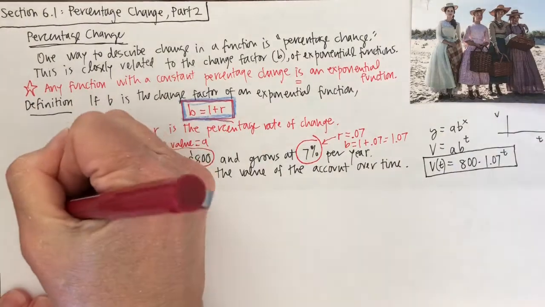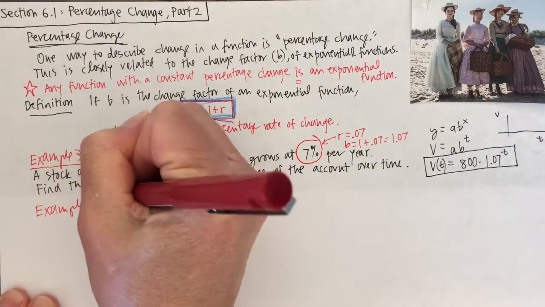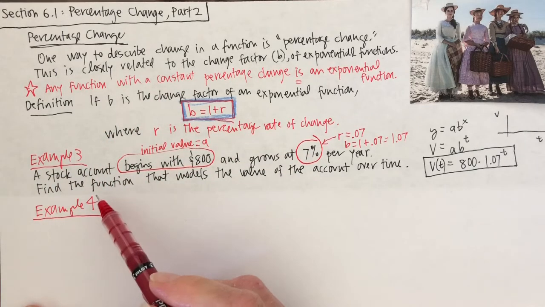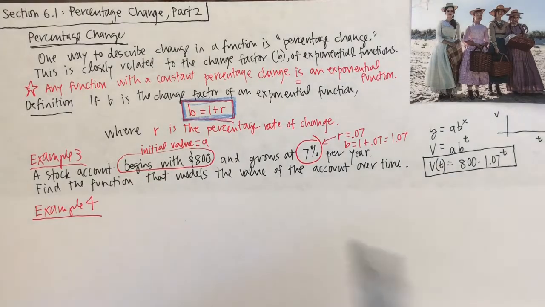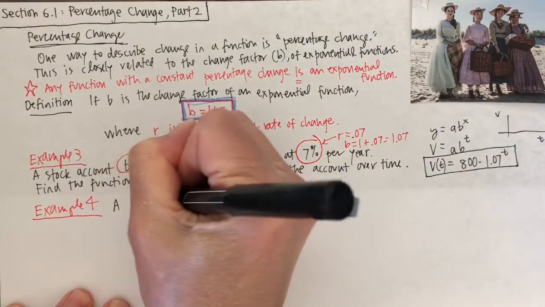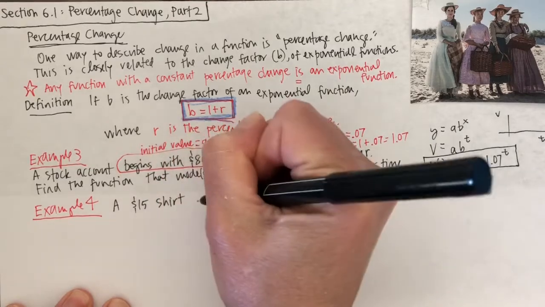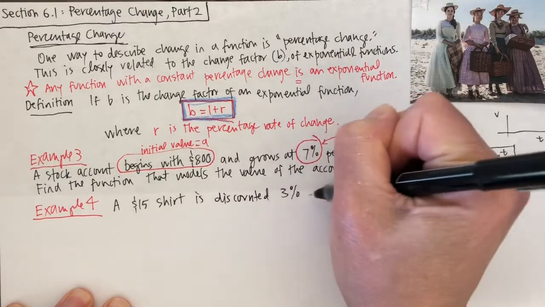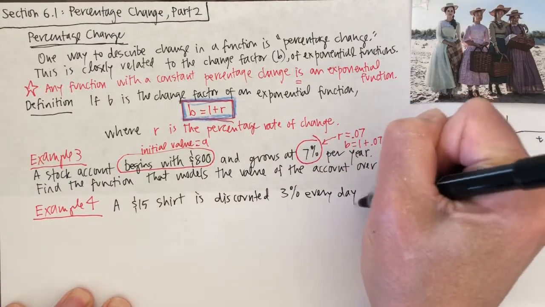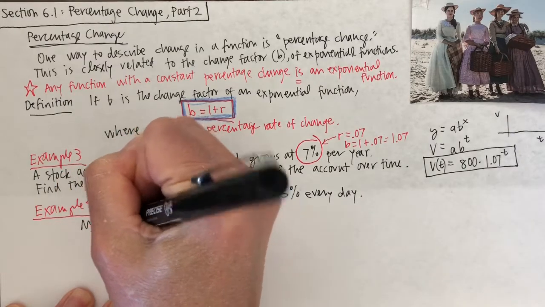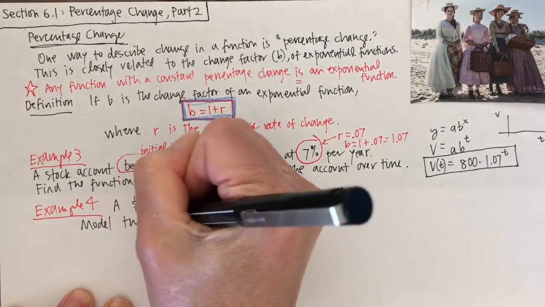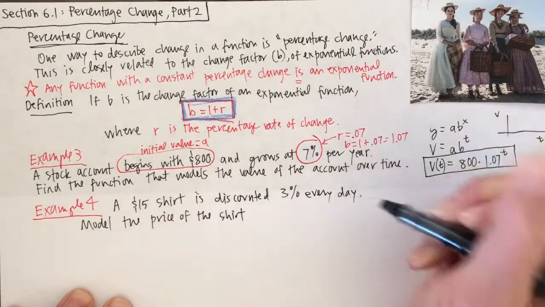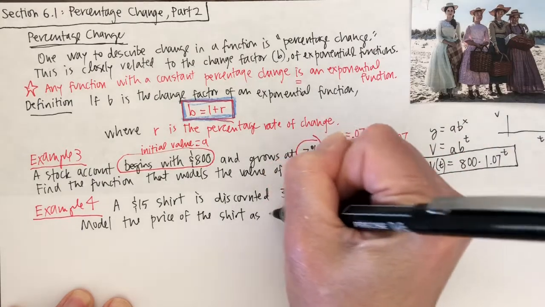Okay, example 4. Kind of another simple, more simple example as we're tiptoeing into exponential functions. A $15 shirt is discounted 3% every day. Model the price of the shirt. In other words, come up with a function. Model the price of the shirt as a function of days.